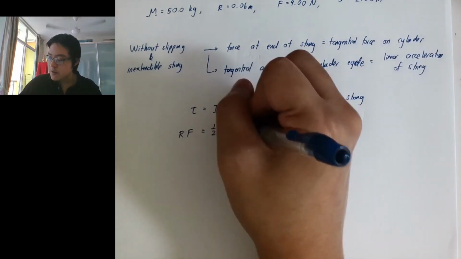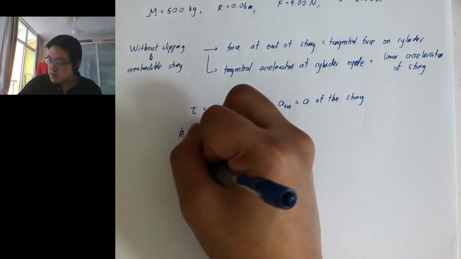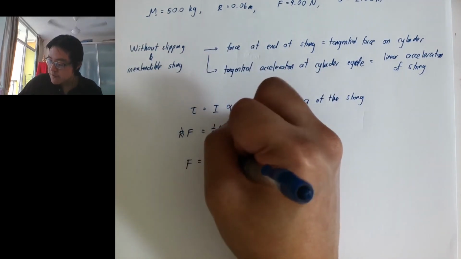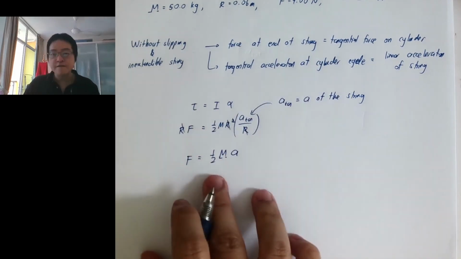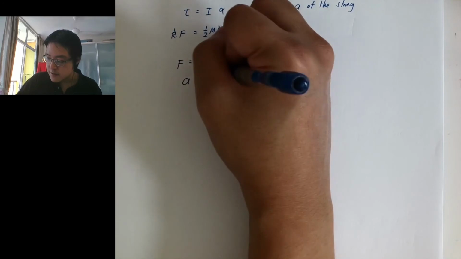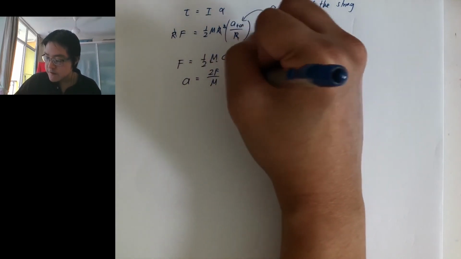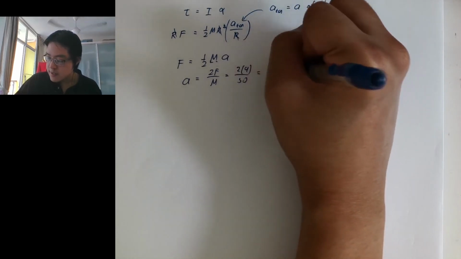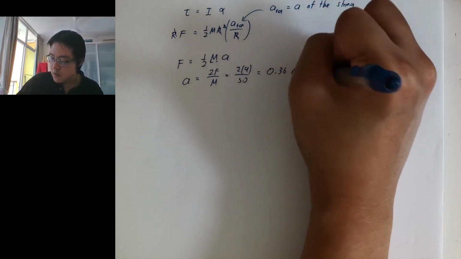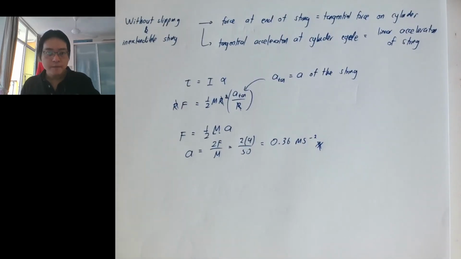Okay, so now we can do a lot of cancellations. R cancels here and here also cancels. So the F is equal to half big M and then the A of the string. Right? So now we can actually calculate the acceleration itself. It's just 2F over M. So it's 2 times 9 over 50 kg. So it's 0.36 meters per second squared. Okay, so this is the acceleration of the string.